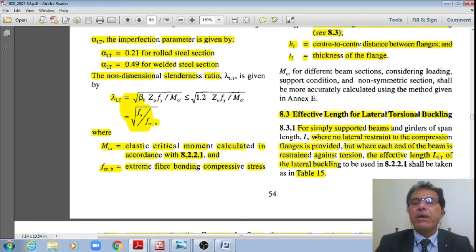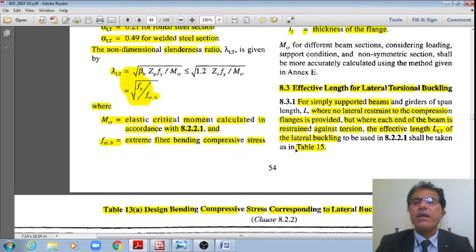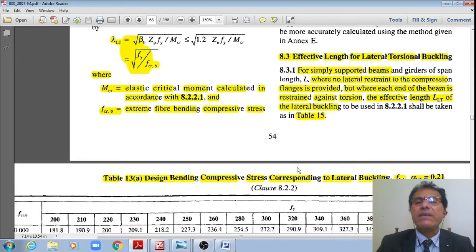the effective length for lateral torsional buckling for simply supported beams and girders of span length L0, where no lateral restraint to the compression flange is provided, but where each end of the beam is restrained against torsion. The effective length LLT for lateral buckling to be used in clause 8.2.2.1 shall be taken as given in table 15.